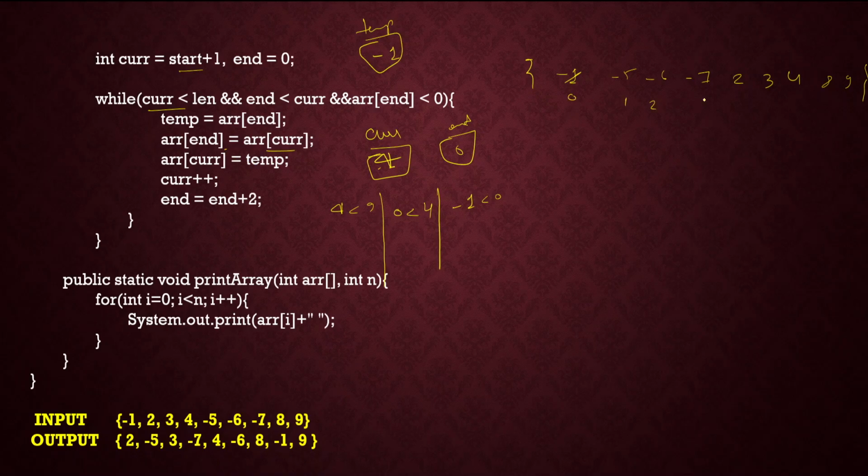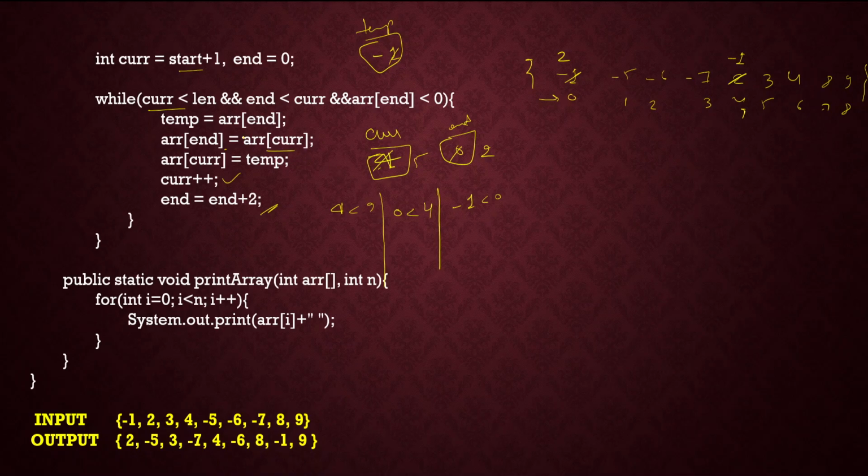0, 1, 2, 3, 4, 5, 6, 7, 8. I have given the indexes up to 8. Now what do I have to do? I have placed this value to temp. Now the current value, the fourth value, will be placed to this location, and the temp value will be placed to this location. Swapping method I have already explained. Current will be incremented by 1, which is 5, and end will be incremented by 2, because we have to maintain the gap between positive and positive.